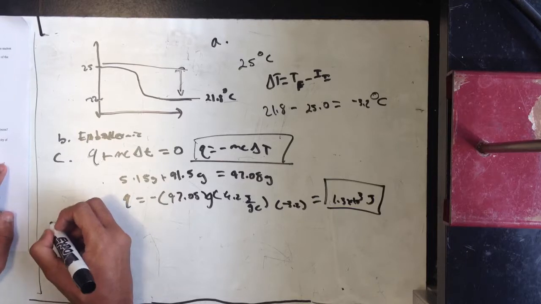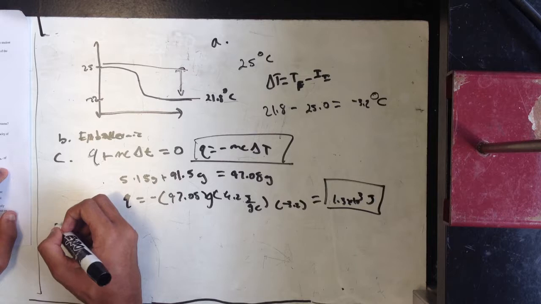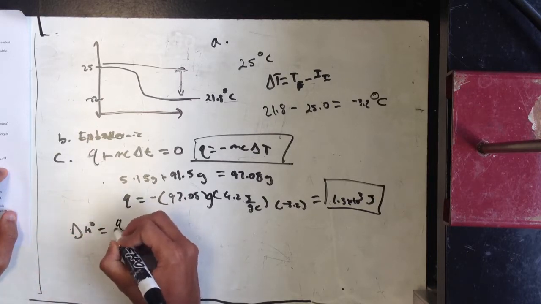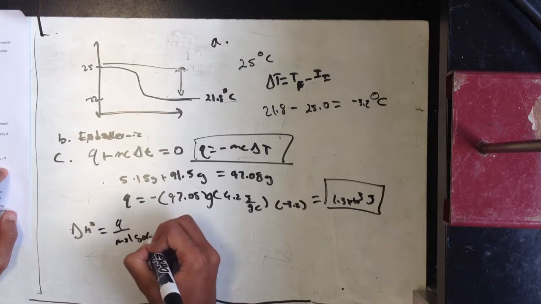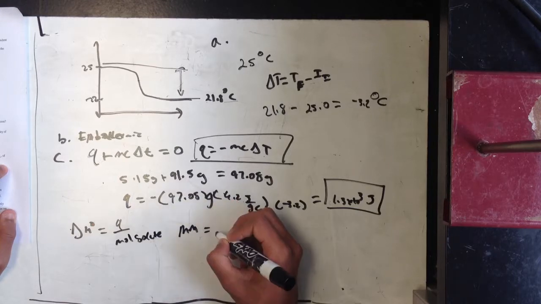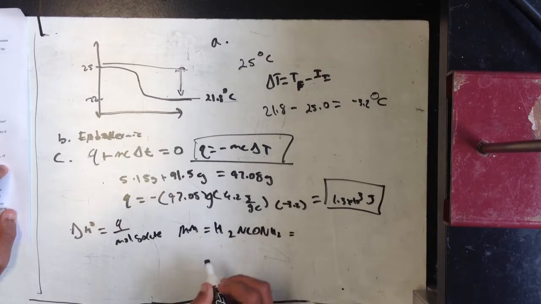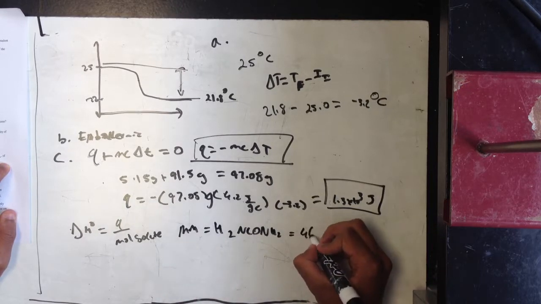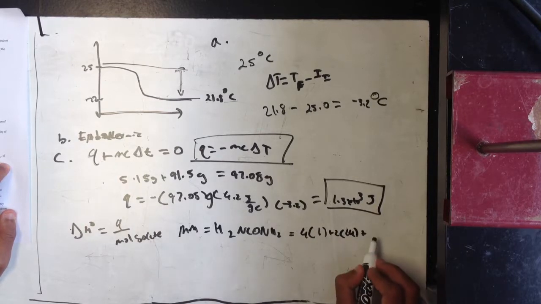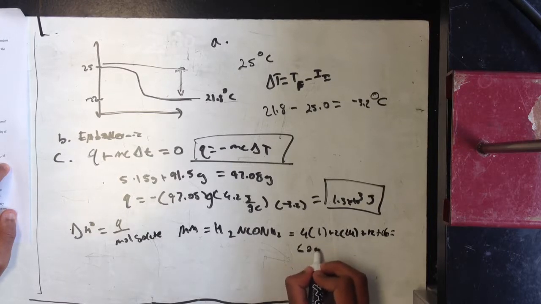Then it also says find the molar enthalpy, which is delta H. You know that delta H equals q over moles of solute. So first you have to find the molar mass of H2NCONH2, which is 4 times 1 plus 2 times 14 plus 12 plus 16, which ends up to be 60 grams per mole.